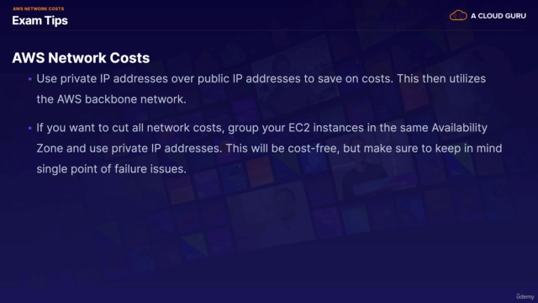So those are the two things to remember going into the exam. If you do see a scenario-based question where it's talking about cost optimization, you always want to use private IPs over public IPs. And if you want to cut all your network costs, then just put everything inside the same availability zone. So that is it for this lecture.